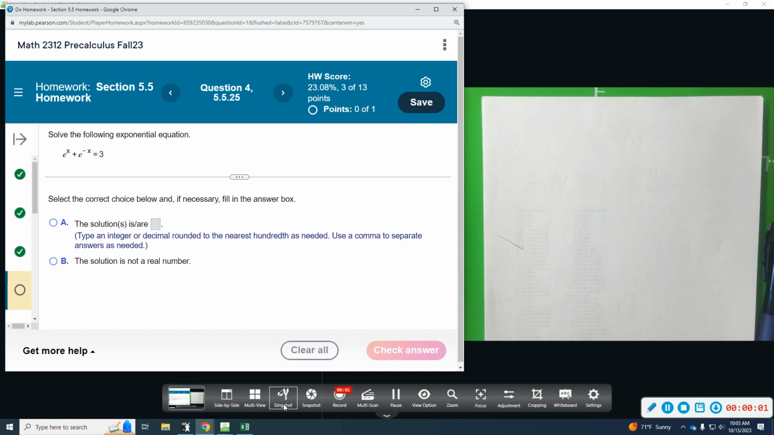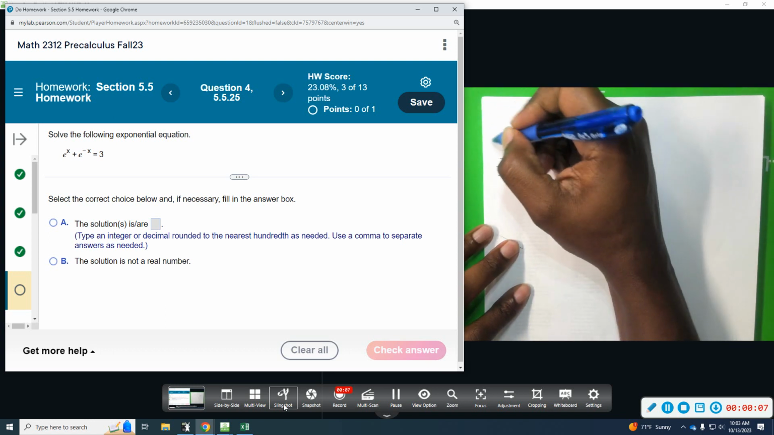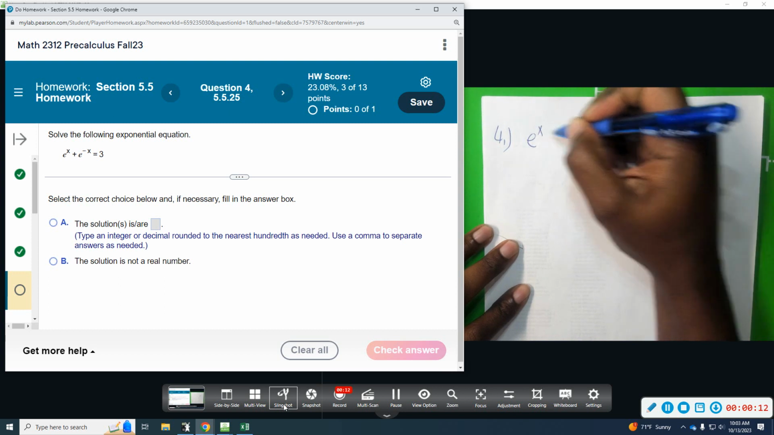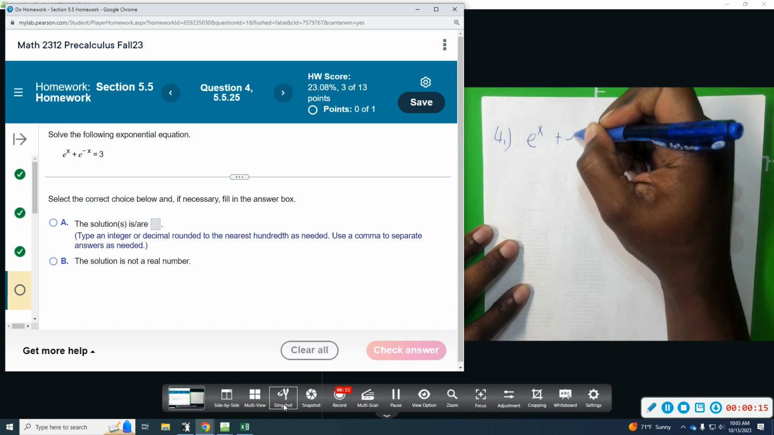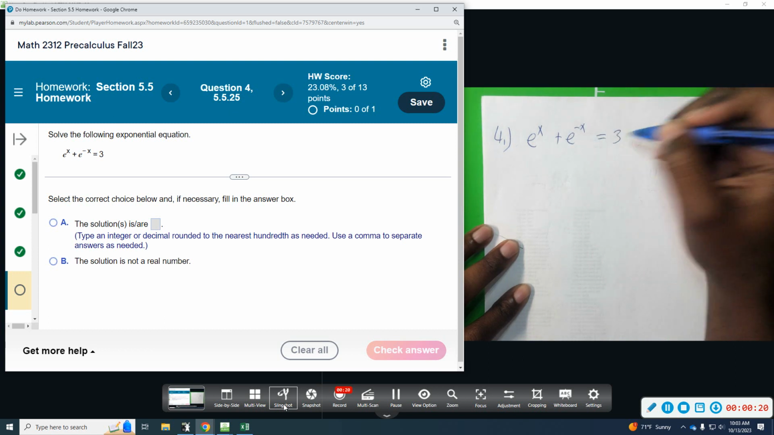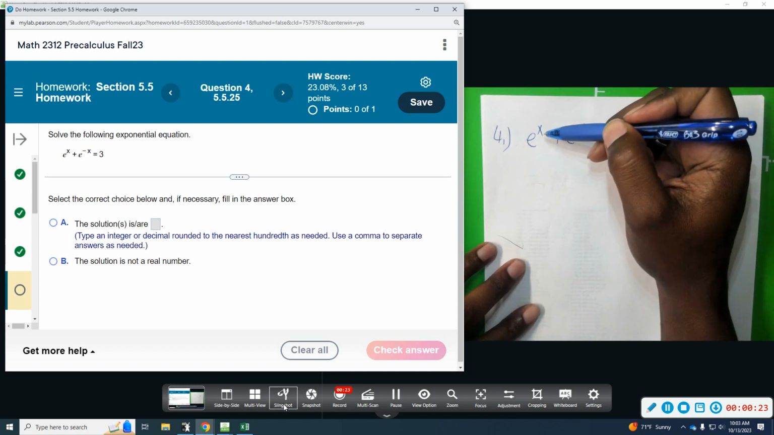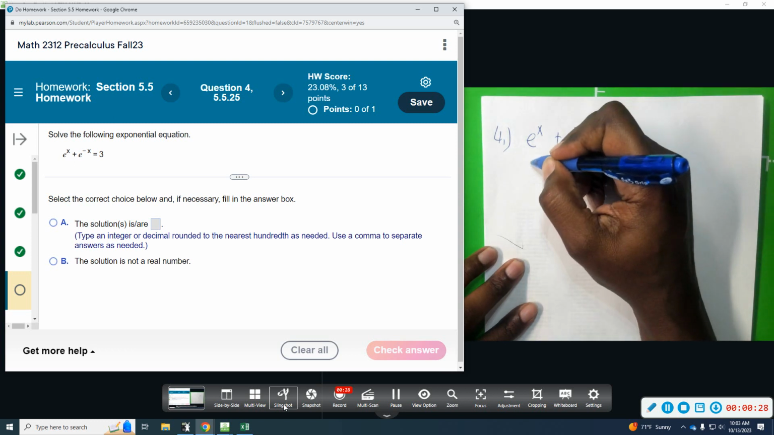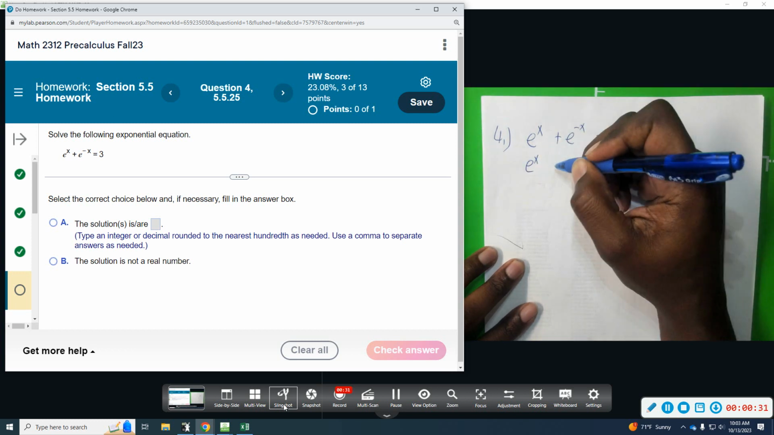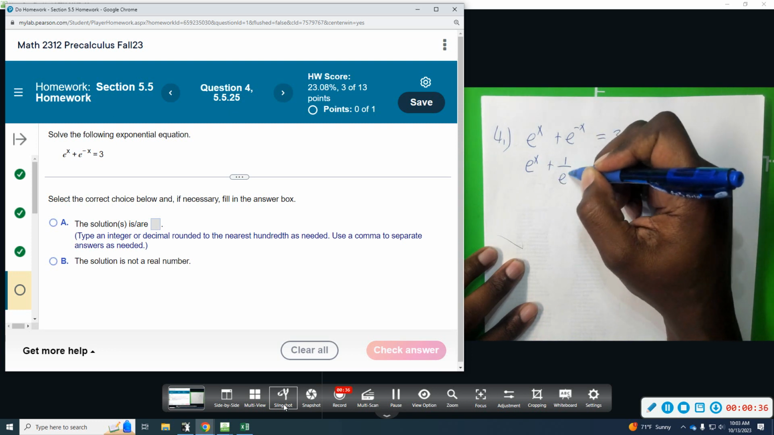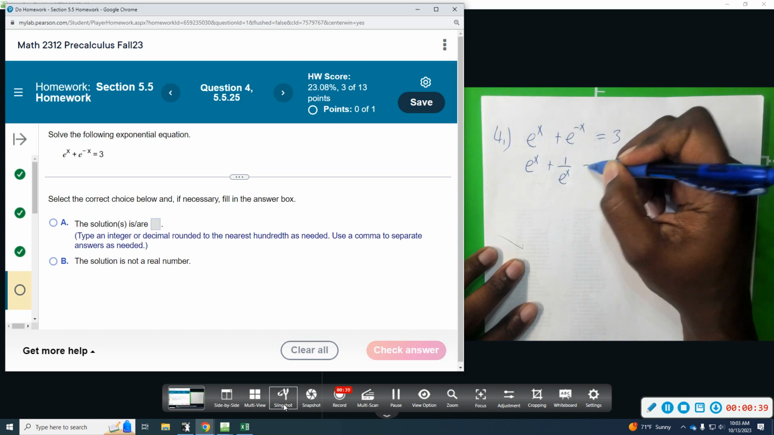All right, number 4, we want to solve the exponential equation. So with this one, we have e to the x plus e to the negative x equals 3. So first I would rewrite e to the negative x with a positive exponent. If you remember properties of exponents, this will become e to the x plus 1 over e to the x, and that equals 3.